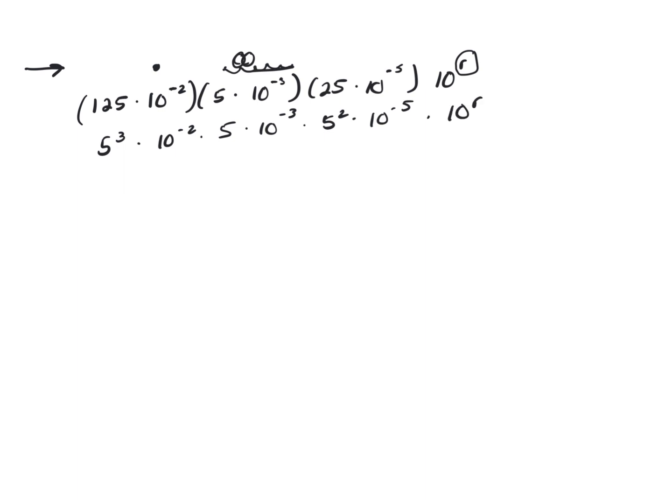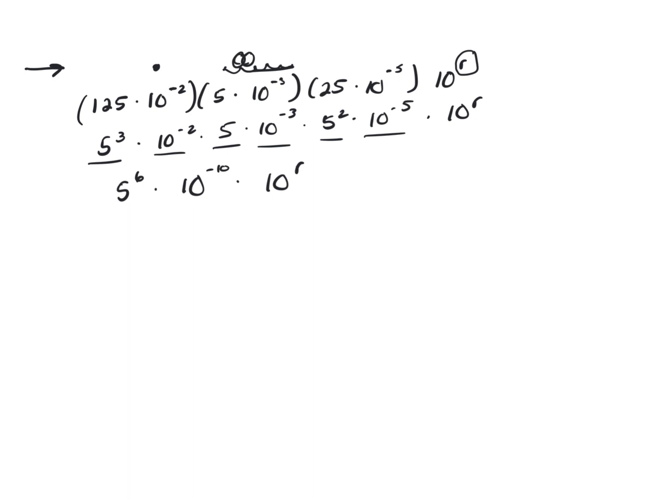Then I've got that 10 to the r. So how many 5s do I have? 3, 4, 5, 6. So 5 to the 6 times 10 to the what? Negative 2, negative 5, another negative 5, it's negative 10 times 10 to the r.